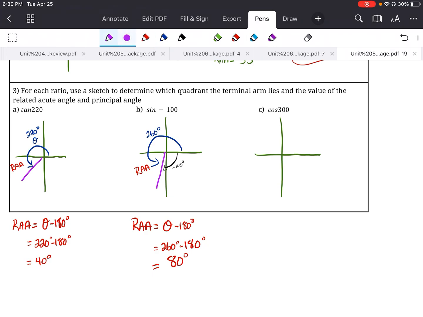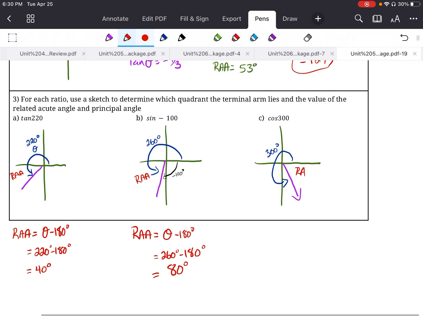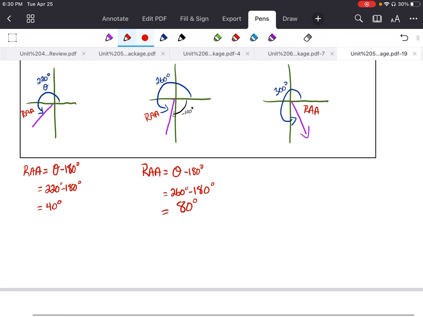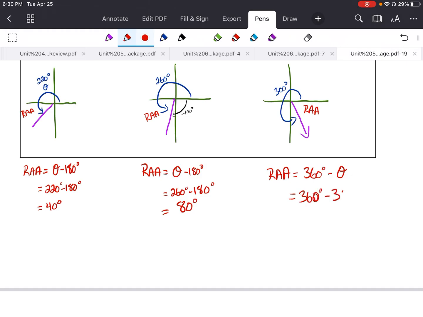Okay, and finally our last one, cos 300. 300 is in quadrant 4. RAA is here. And to find the RAA in quadrant 4, it is 360 degrees minus the principal. So we get a related acute angle of 60 degrees.